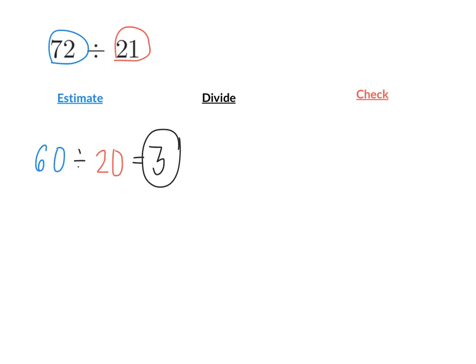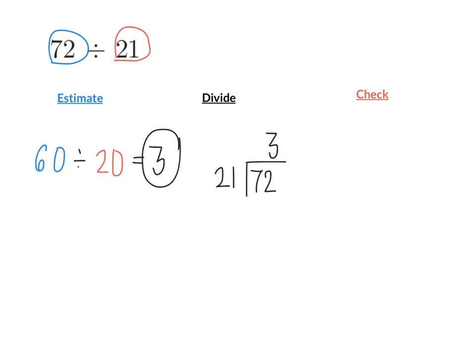So let's set up our standard algorithm. I know that 72 is the whole, it's living in the house, and 21 is the divisor, it's knocking on the door. Make sure that you're writing the actual problem into the standard algorithm, not your estimation. That's a very easy mistake to make. Okay, now, because I know that 60 divided by 20 is 3, and that's pretty close to 72 divided by 21, I'm going to start with 3 at the top here. Estimation gives me a point at which to start. I know what a reasonable guess or a reasonable start would be.